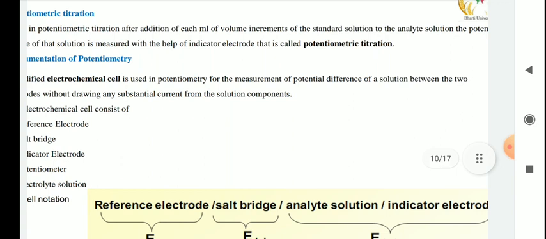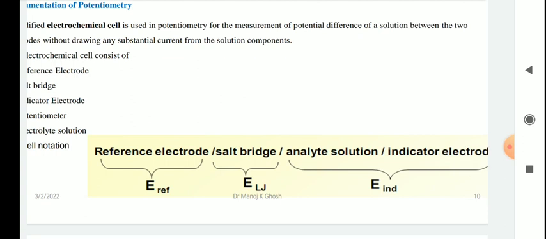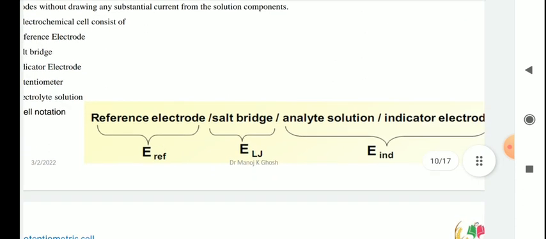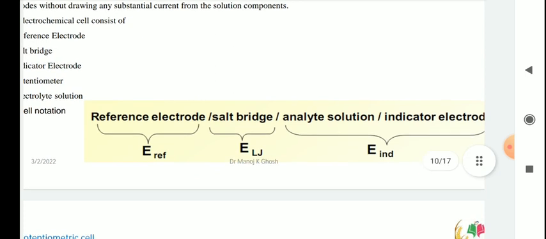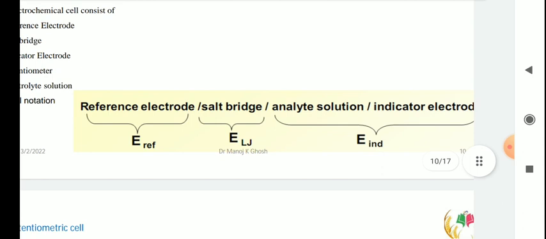Now come to the electrochemical cell. An electrochemical cell is used in potentiometry for the measurement of potential difference of a solution between two electrodes without drawing any substantial current from the solution component. The electrochemical cell consists of a reference electrode denoted by the symbol E reference, a salt bridge denoted by E LJ, the analyte solution, and an indicator electrode denoted by the symbol E IND, indicator.